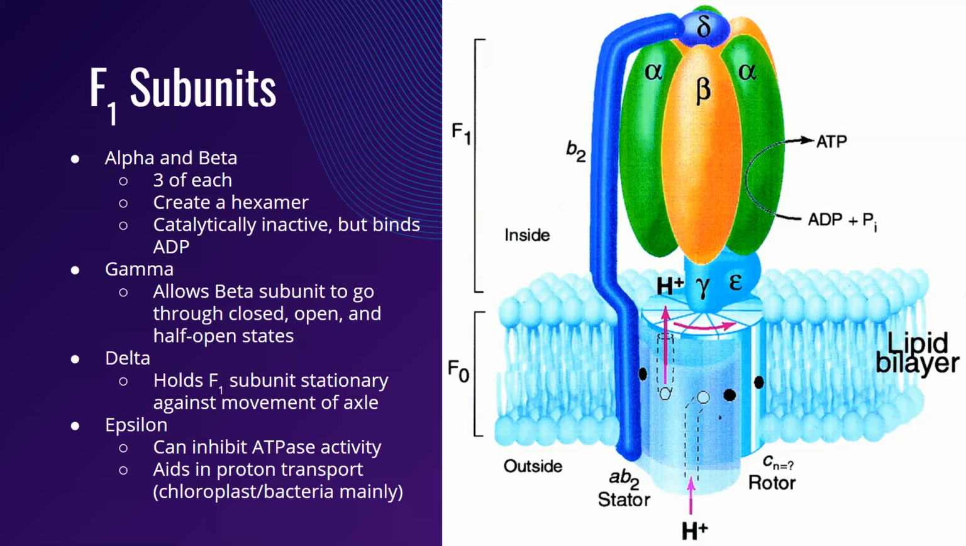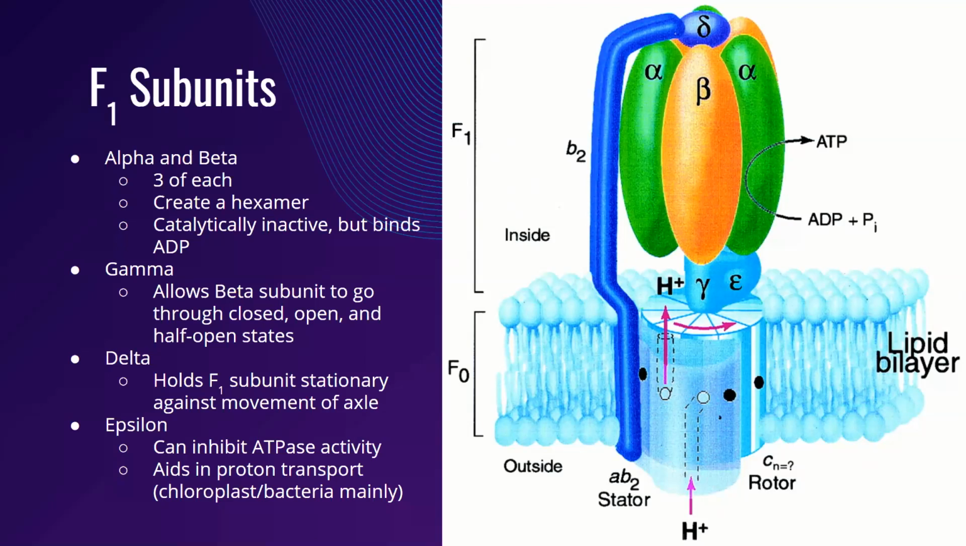And if a rotor turns, you want to make sure one part of it stays grounded to one side so that it doesn't spin that part as well. Because if that happens, then it could completely mess up the entire process, and it might not change its shape accordingly as efficiently. So there's a delta subunit that holds it stationary.